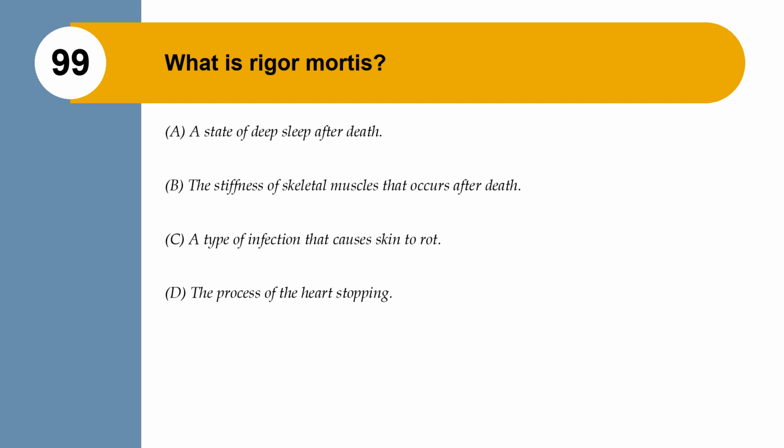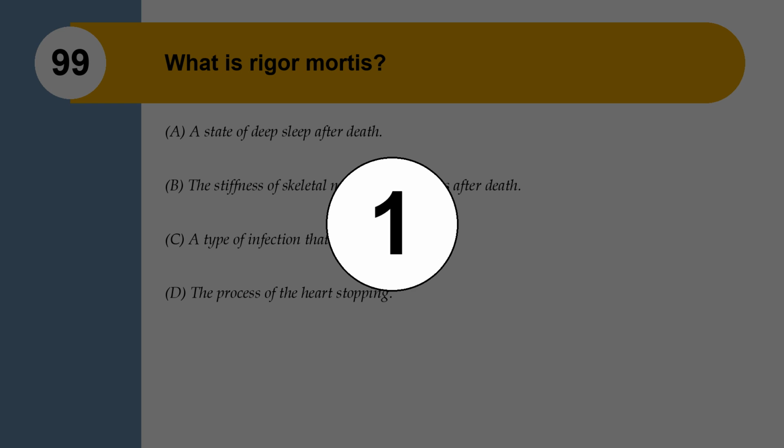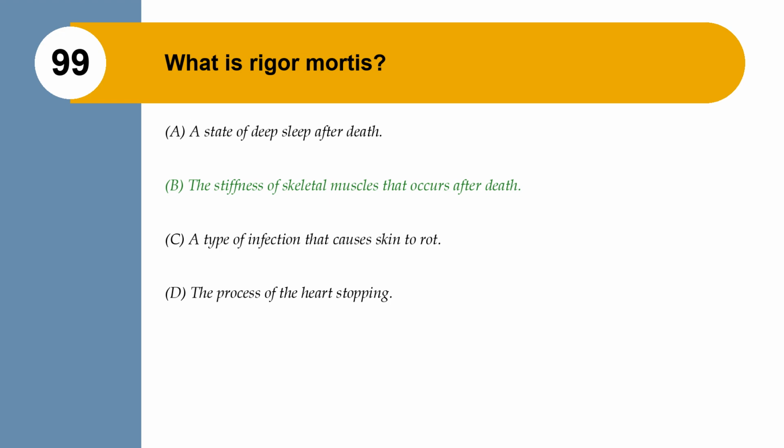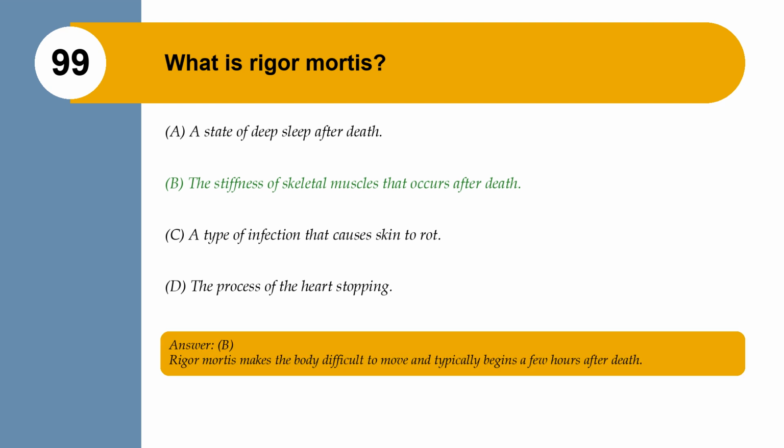Question 99. What is rigor mortis? Option A, a state of deep sleep after death. Option B, the stiffness of skeletal muscles that occurs after death. Option C, a type of infection that causes skin to rot. Option D, the process of the heart stopping. The correct answer is option B, the stiffness of skeletal muscles that occurs after death. Explanation: Rigor mortis makes the body difficult to move and typically begins a few hours after death.